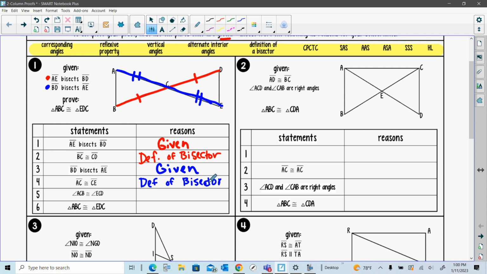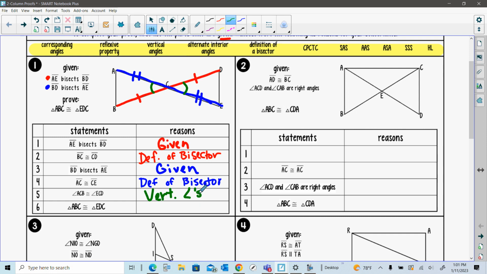Okay. Now, line 5 says angles ACB are congruent to ECD. I don't know if you see, but those are these vertical angles right here that they're naming. And vertical angles is one of my reasons at the top. So I'm just going to abbreviate vert and then put the angle symbols. Vertical angles are known facts that you have to mark.